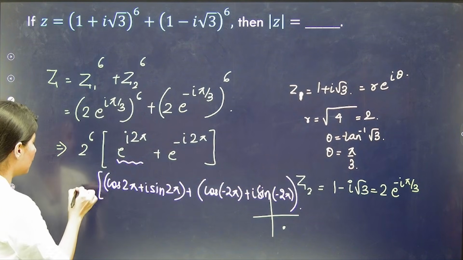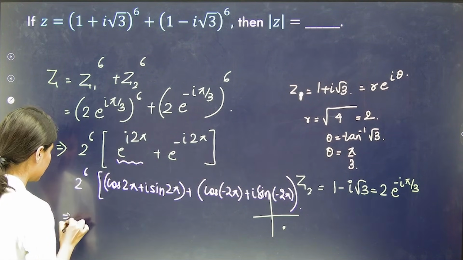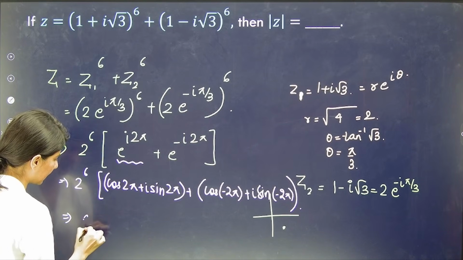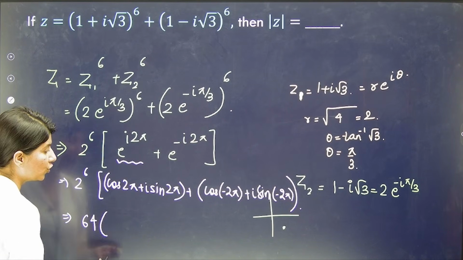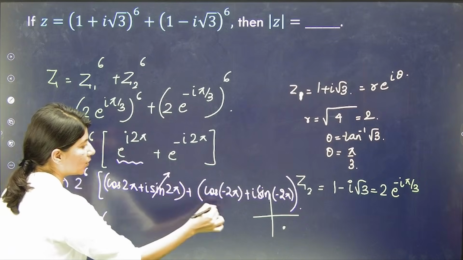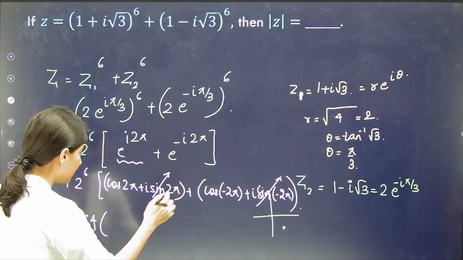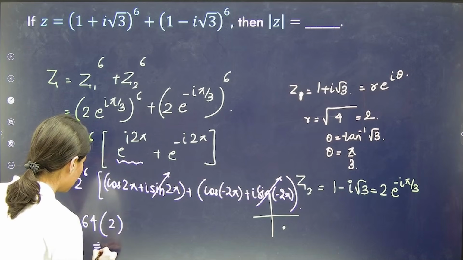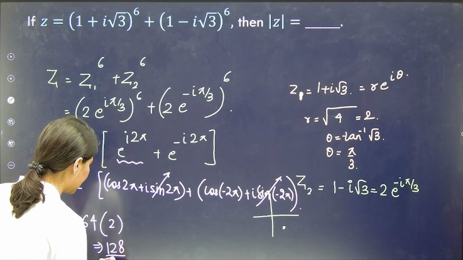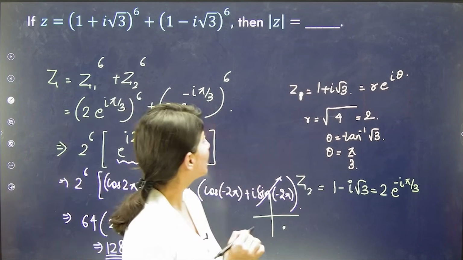Okay. 2 power 6 is already outside, 2 power 6, which is 64. Cos 2 pi is 1, sin 2 pi is 0. Sin minus 2 pi is also 0. Cos minus 2 pi is also 1. 1 plus 1, 2. So finally you are getting 128 as the final answer of this question, right?